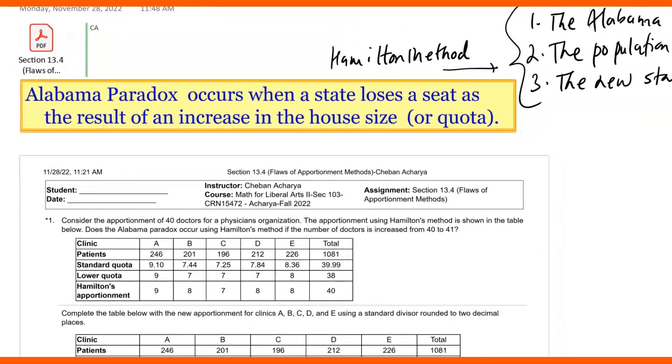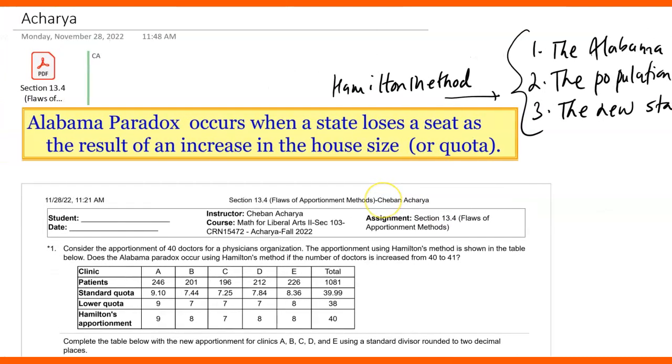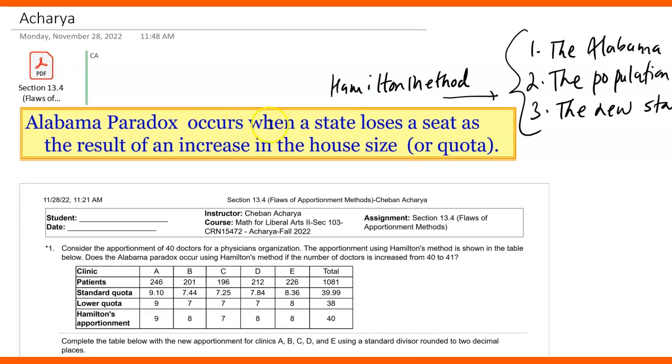Before I do the example, let's talk about the first flaw, the Alabama paradox. The Alabama paradox occurs when a state loses a seat as the result of an increase in the house size or quota. In other words, if you increase the quota from one number to another, and by that time one of the groups loses a seat, or house size, or number of allocated items, whatever you call it, that's called the Alabama paradox. I'll do the examples and come back to this definition again to clarify more.